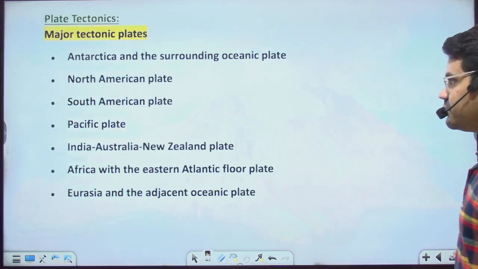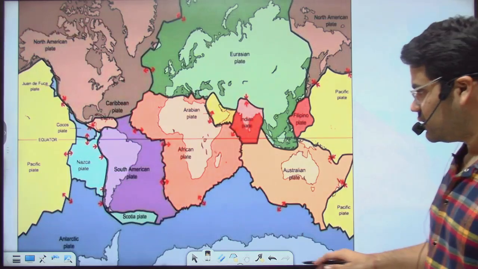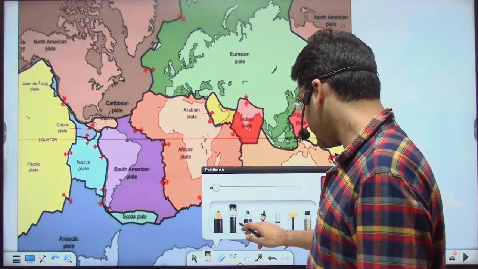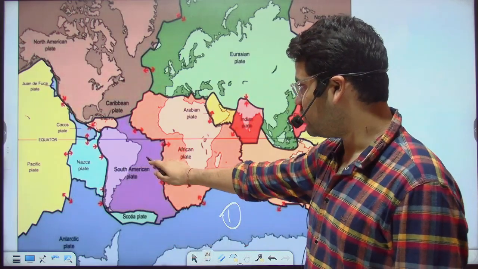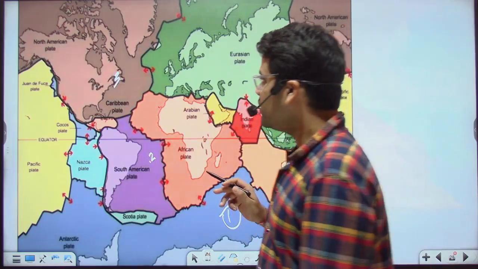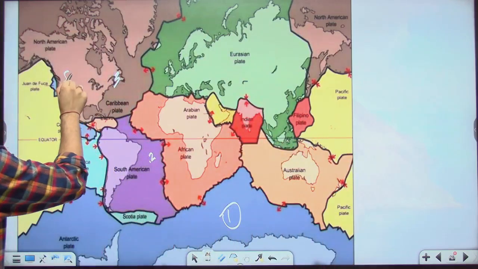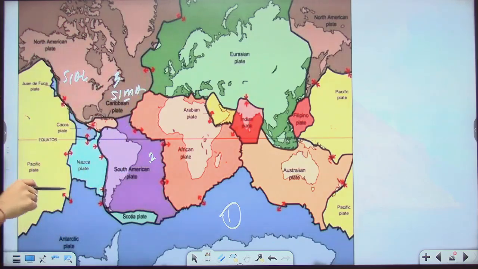So what he did, you just see the plates, the major plates. The first one here is the Antarctic plate, then the South American plate. Second, the North American plate. What is happening here? In the North American plate, see, this is the continent Sial part and this is the Pacific Ocean Sima part. They both are joined with each other.